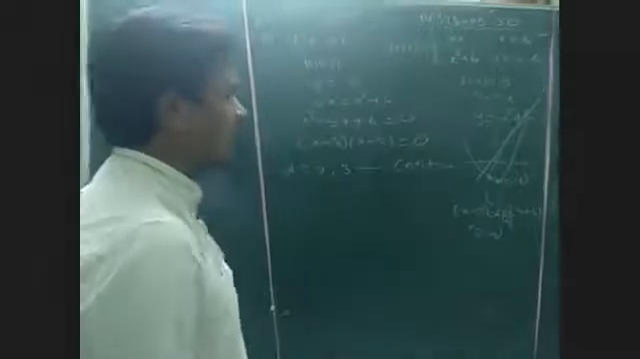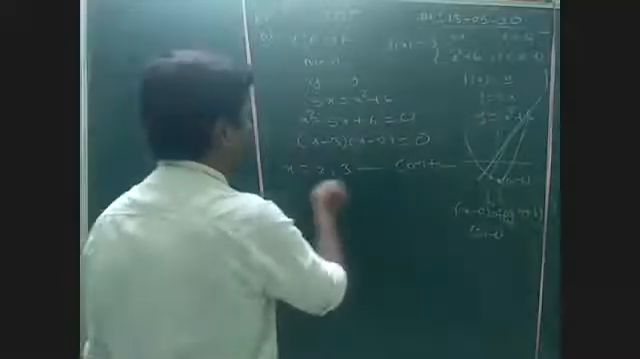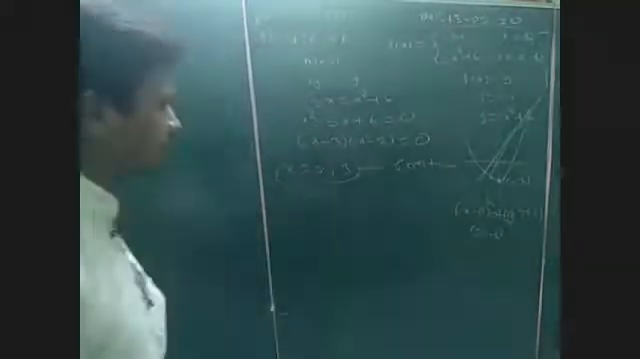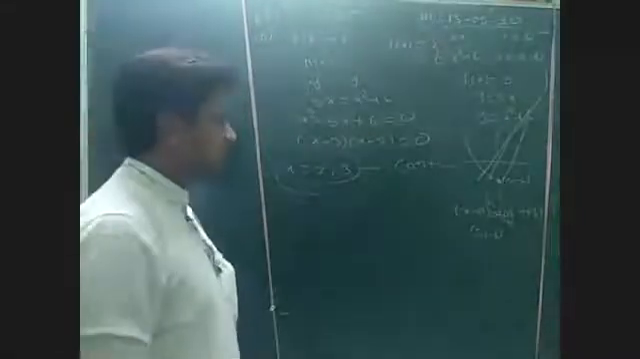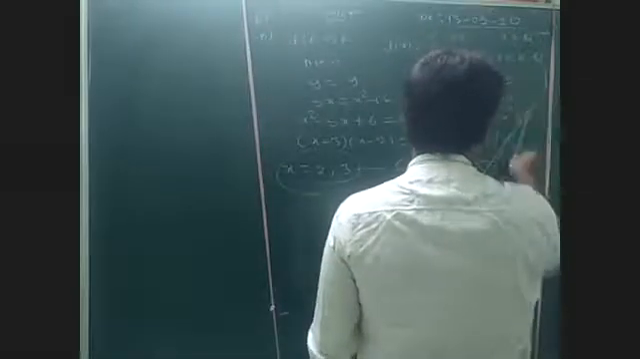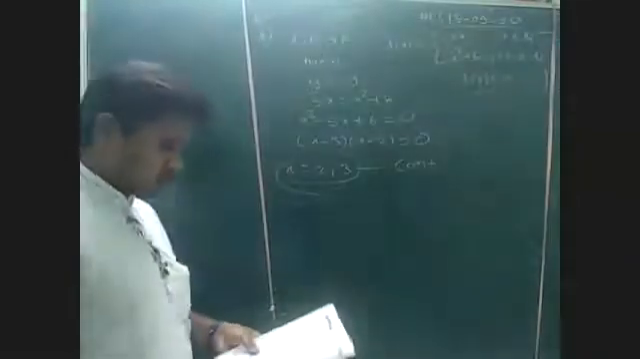They are asking continuous at what point? Here we got the particular values 2 and 3. So at these points both will be continuous. That is the meaning. So the first option is right. At this particular value, it is continuous. First option is right.